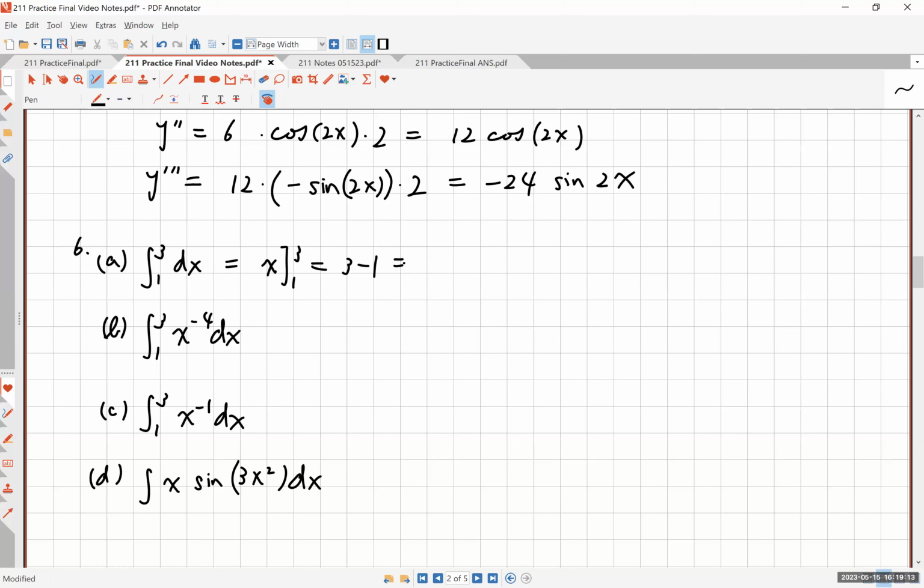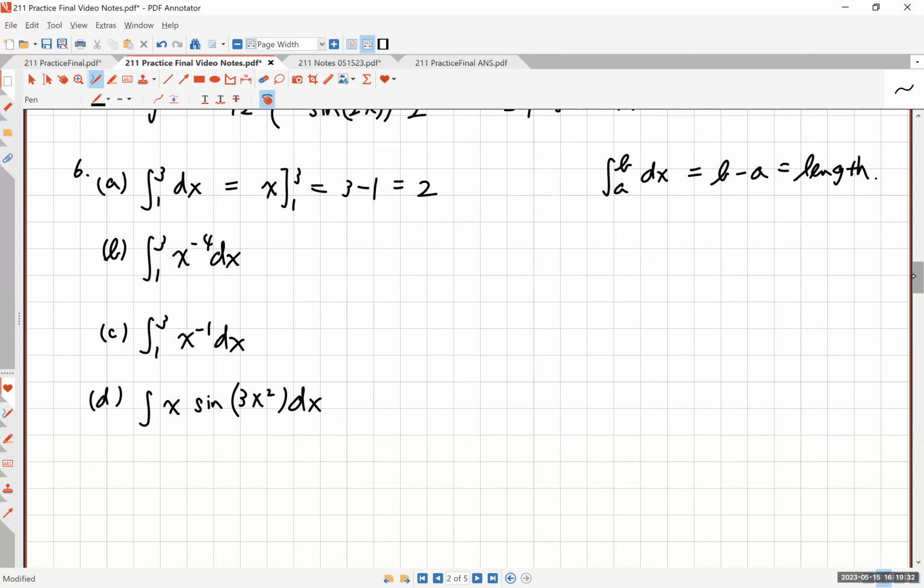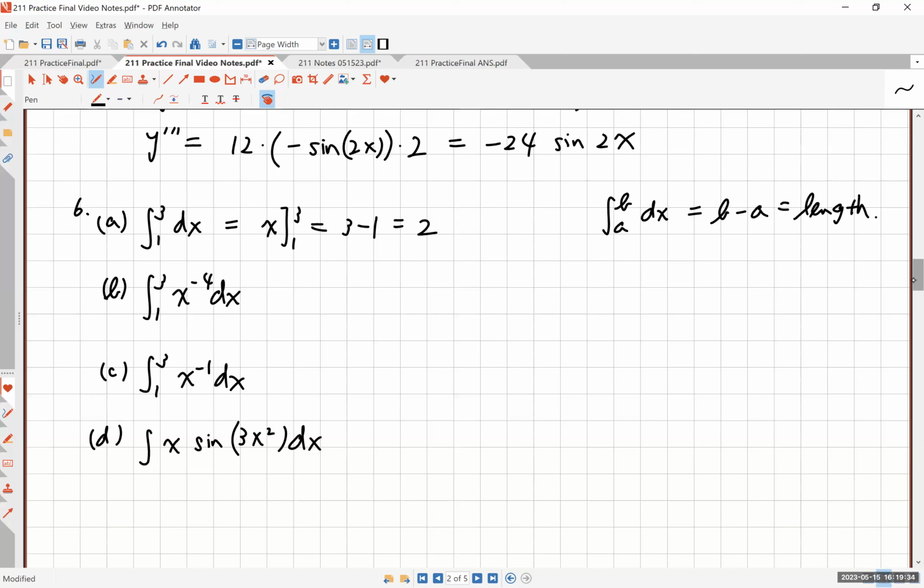That's all it says. And by the way, in general, if you just integrate from a to b, just the function 1, this will just be b minus a, which is the length of this interval. And you will learn in calculus 3 that there's a 2-dimensional version of it, which is the area of the region R, and so on.